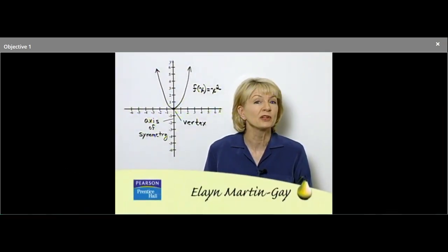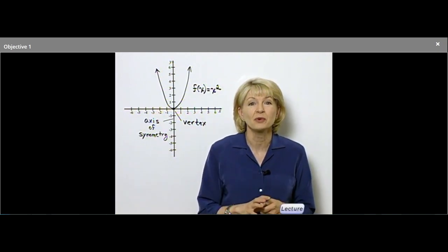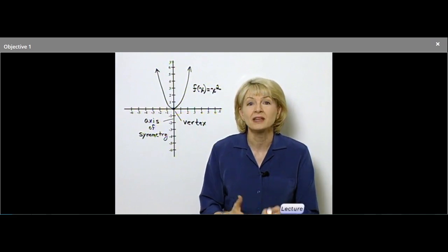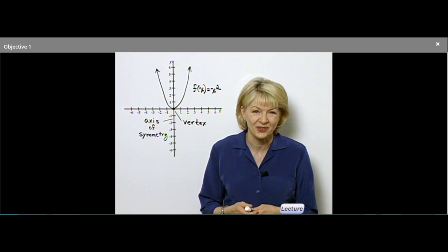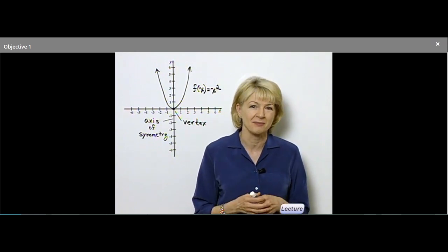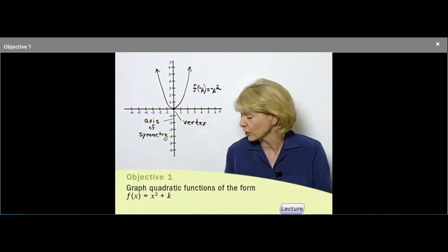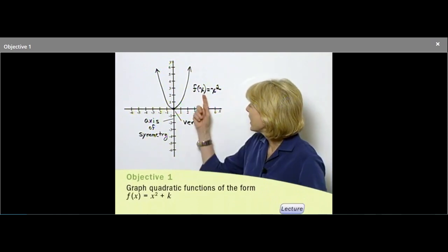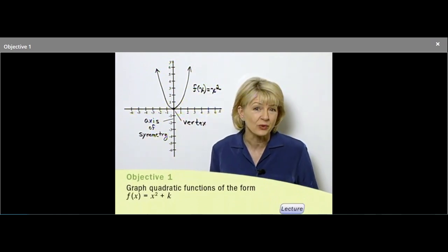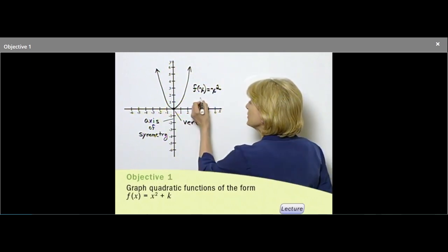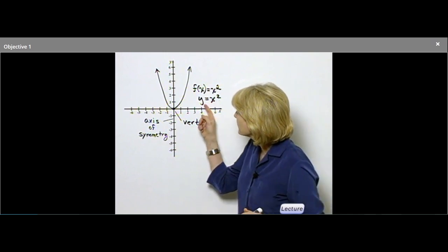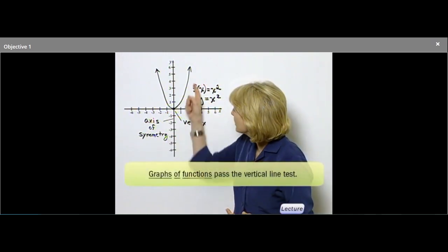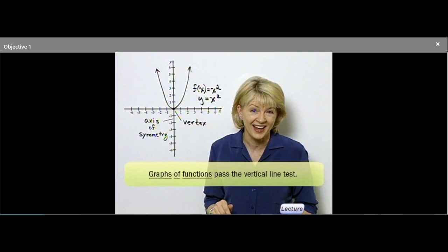During this segment, we will look at quadratic functions and their graphs. Now, don't forget, when I use the word function, that means when I graph that function, it will pass the vertical line test. So just keep that in mind. Recall that earlier we did graph the function f of x equals x squared, or if you'd like, y equals x squared. But notice that this is a function because this passes the vertical line test.